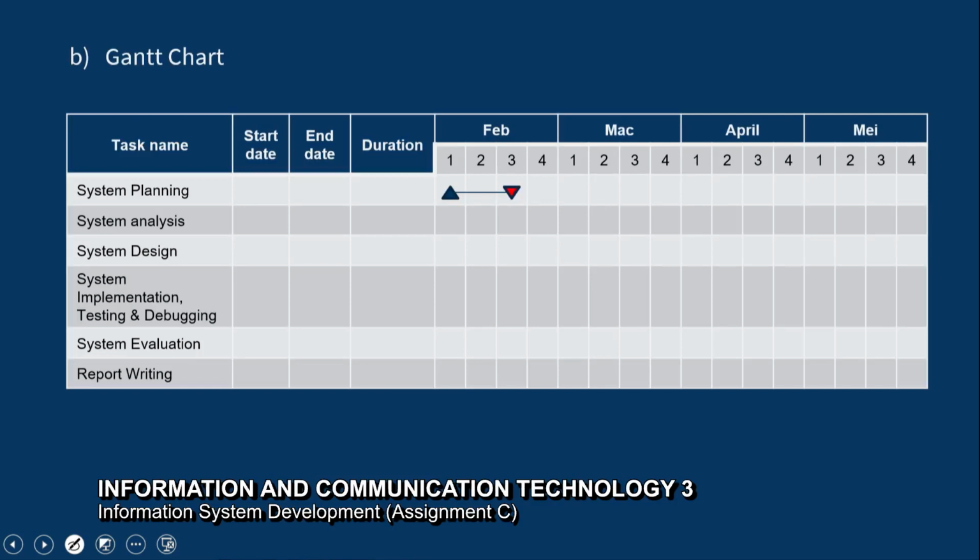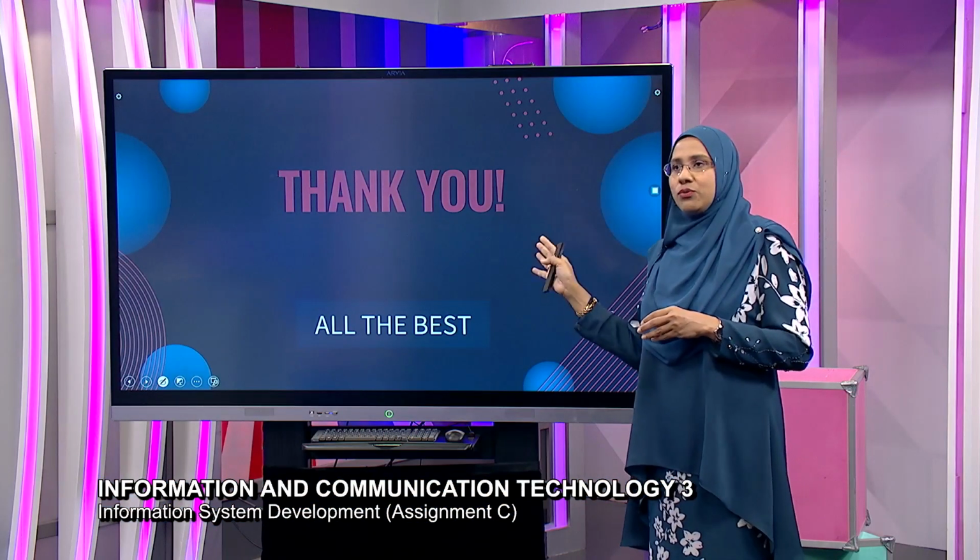This is an example for the Gantt chart. You have done this in your assignment. This one is empty, but you try to fill it in. Start date, end date, duration, how long, and then you put the months, how many months, 2 months, 3 months, up to you. And then the task names according to your tasks. System planning, system analysis, system design, and so on until finally you write the report. That's all for the Gantt chart. And then remember how to draw the structure chart if the question asks you to. I think that's all about questions related to the assignment.